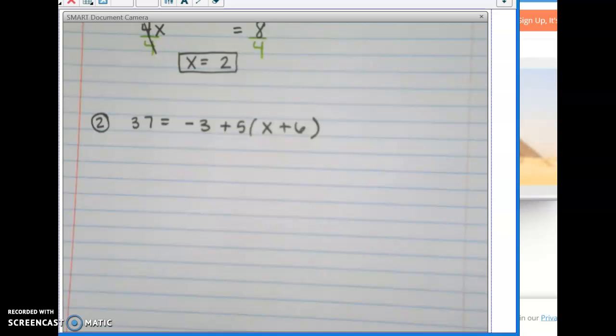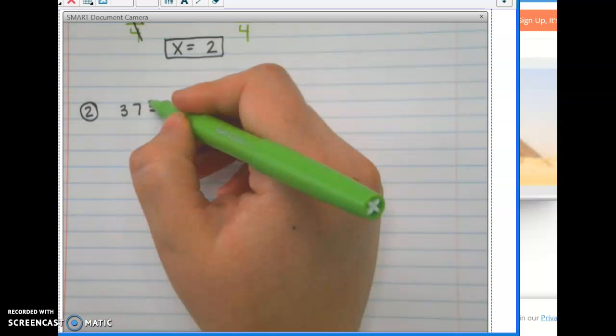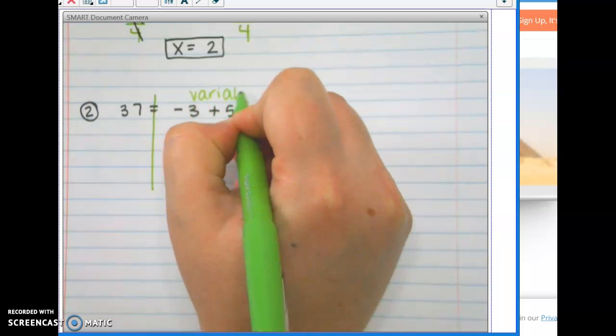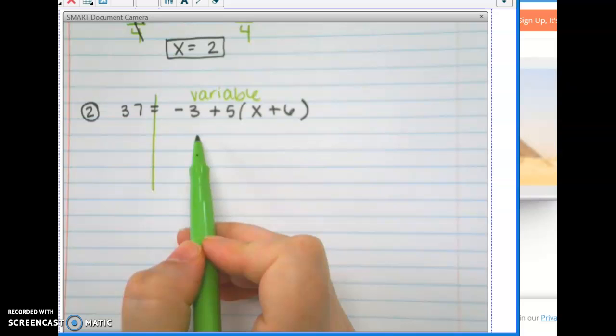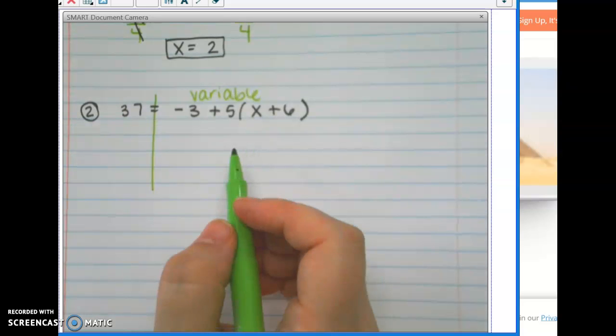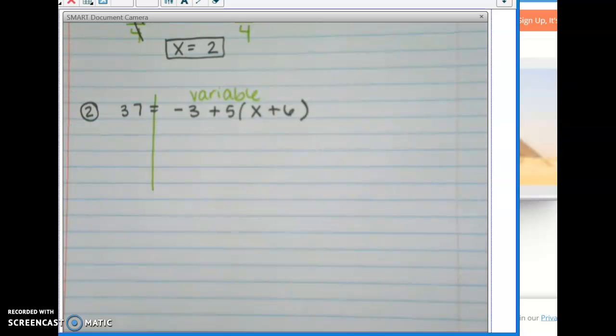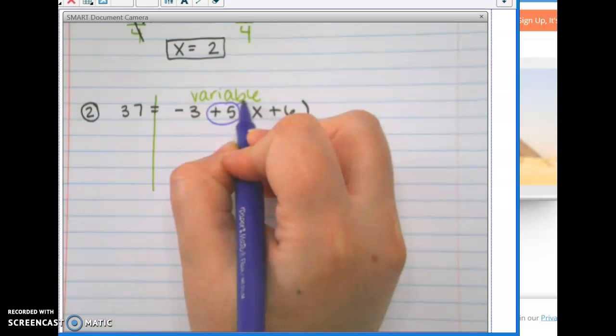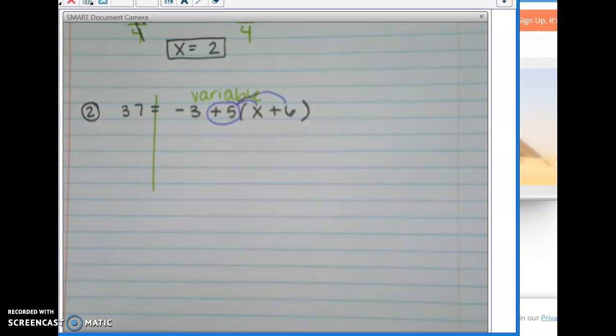All right, so pause the video here, copy this down, and try to work it out. All right, I am going to notice that this is my variable side because there's x on this side of the equation. I am also going to notice that I have parentheses. So I'm going to have to distribute whatever is in front of the parentheses and multiply to everything inside.